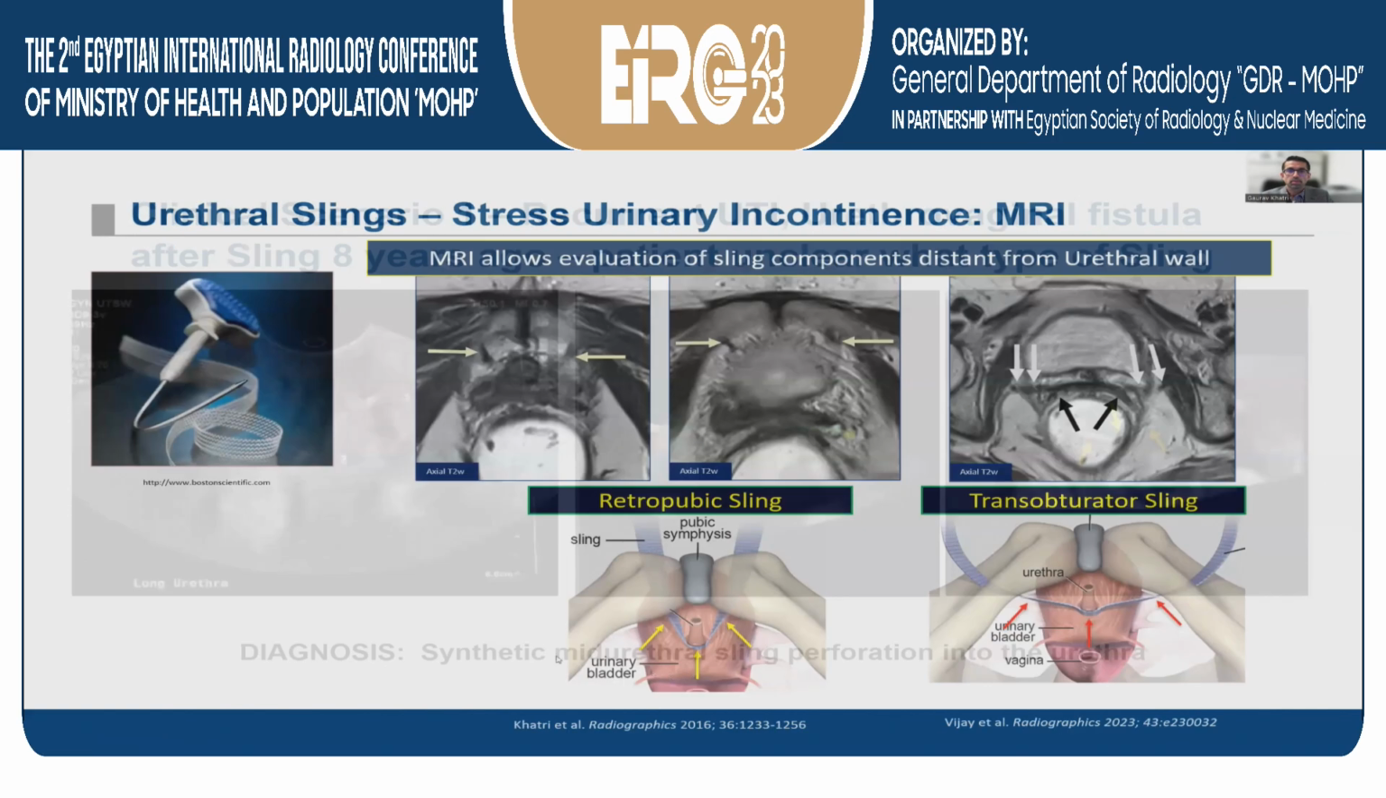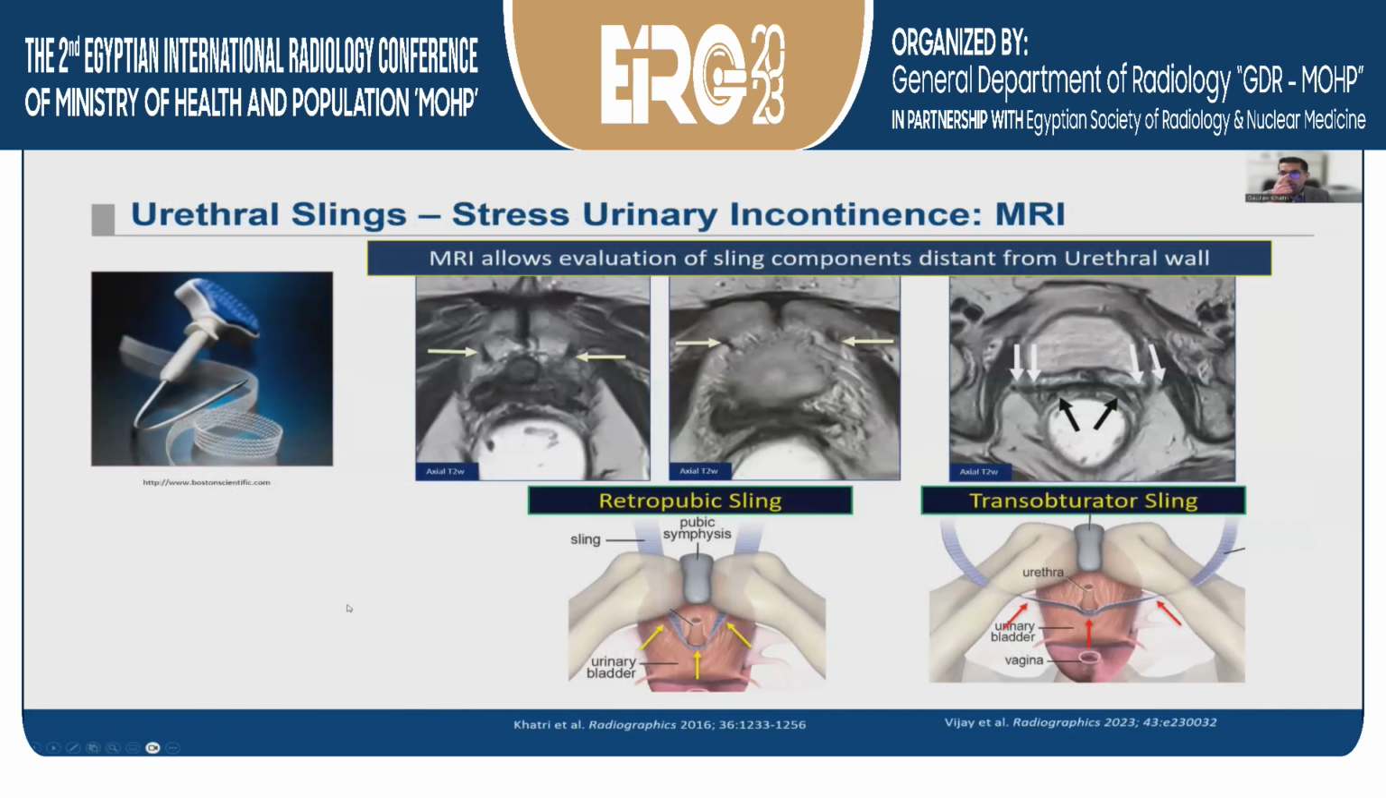Okay. How about MRI? How good are we with MRI? So MRI is better for portions of the sling that are away from the urethra. For example, in this retropubic sling, the arms that are in the retropubic space are seen better on MRI than on ultrasound because the ultrasound is not able to penetrate through the pubic bone. The trans-obturator sling can be tougher to see on MRI. However, sometimes you can see it with the arms extending laterally through the obturator foramen.